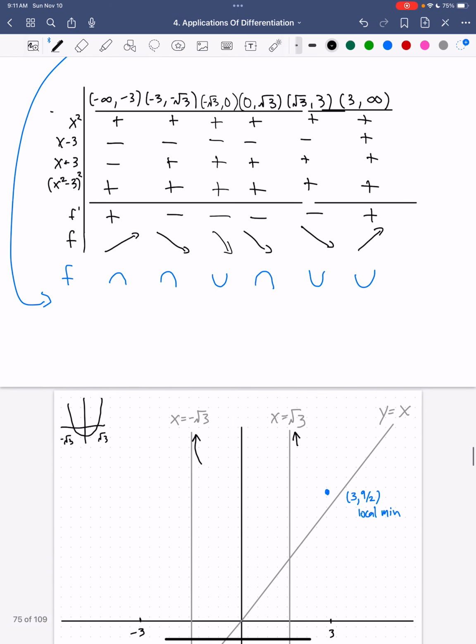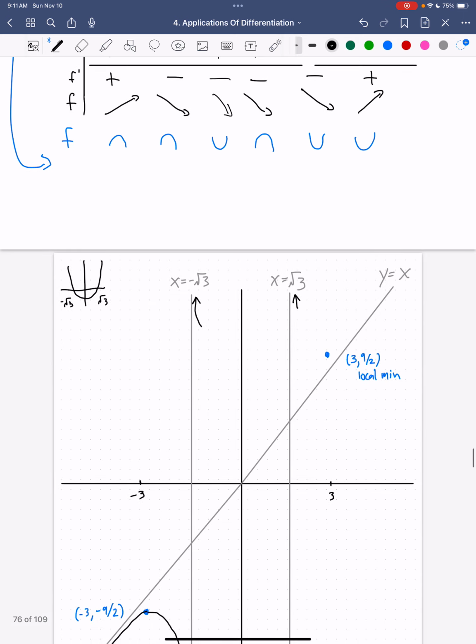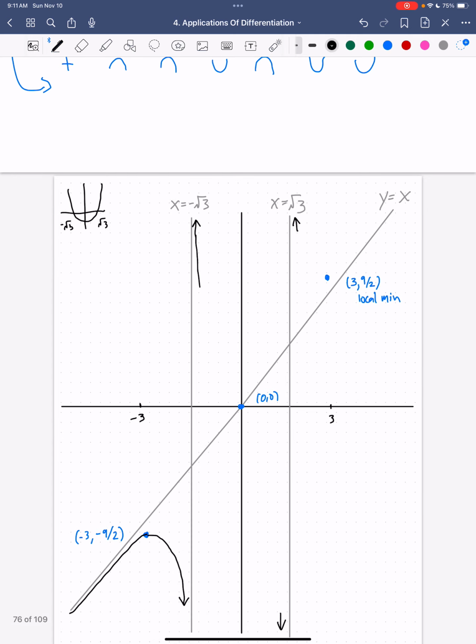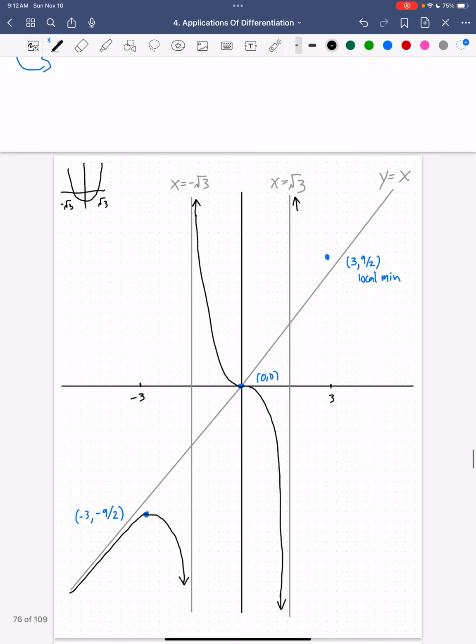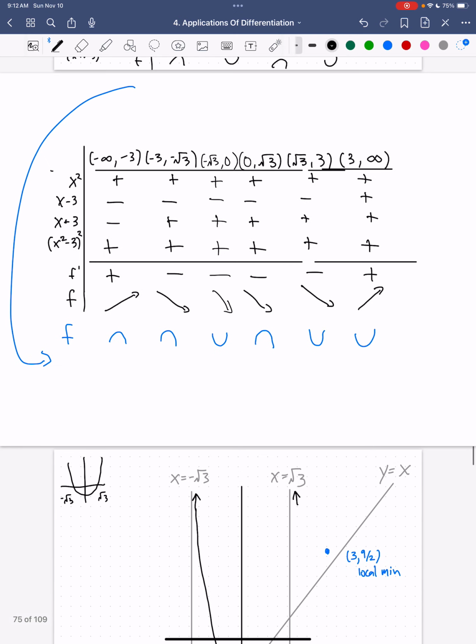Okay, so from negative root 3 to 0, we should be concave up now while decreasing. Drew this a little too curved. And we know that we'll go through that intercept at 0. So we'll draw that in as well. Okay, so concave up. Go through here, concave down to our vertical asymptote. Awesome. Yeah, that was what we did from 0 to root 3.